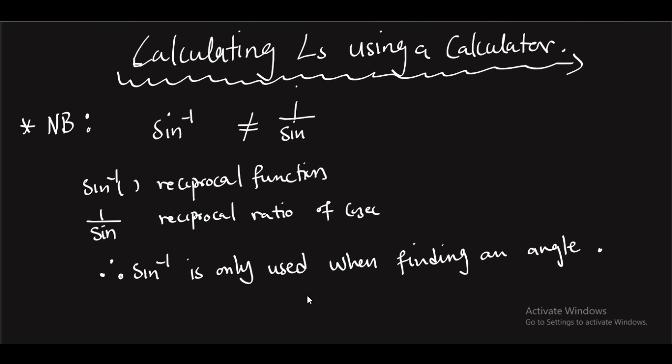So don't confuse them. It's like this: this arc sine is used when we want to find what? When we want to find an angle. For example, here we put in a number, opposite over hypotenuse. This is when we use this arc sine.